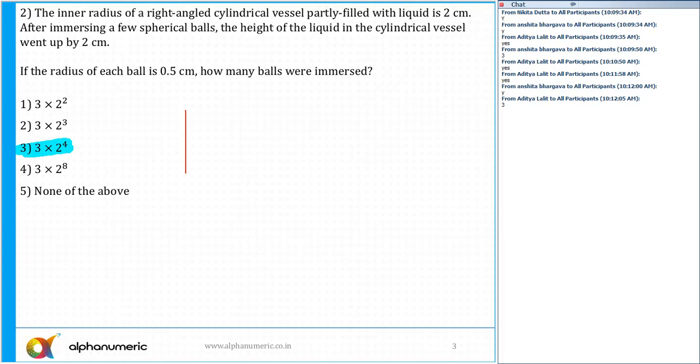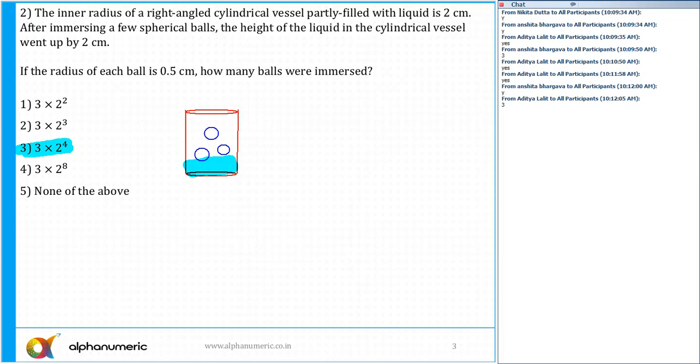So let's say there is a cylindrical vessel like this here. And some part of it is filled with the water. So let's say this much is filled with the water. It says after immersing a few spherical balls. So when we put a spherical ball inside this, the water level will definitely increase. Yes or no? The water level will definitely increase. And the height of the liquid went up by 2 centimeters.